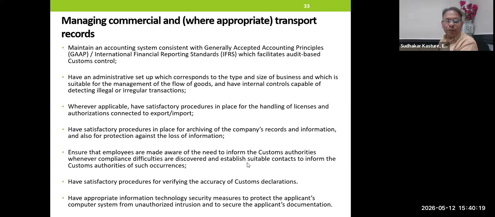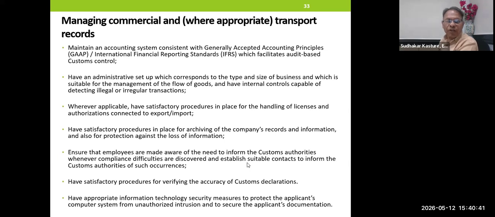Have satisfactory procedures for verifying accuracy of customs declaration. अगर आपने customs declaration related to section 46 and section 50 पढ़ा है, which says that every exporter or every importer has to comply, has to know, has to have the accurate information, वो आपको comply करना है.